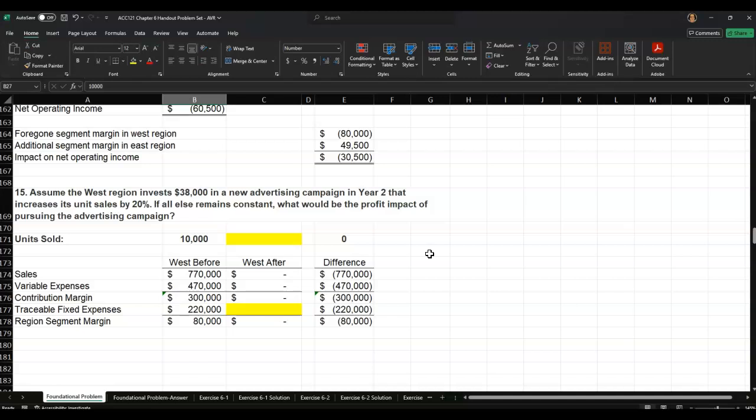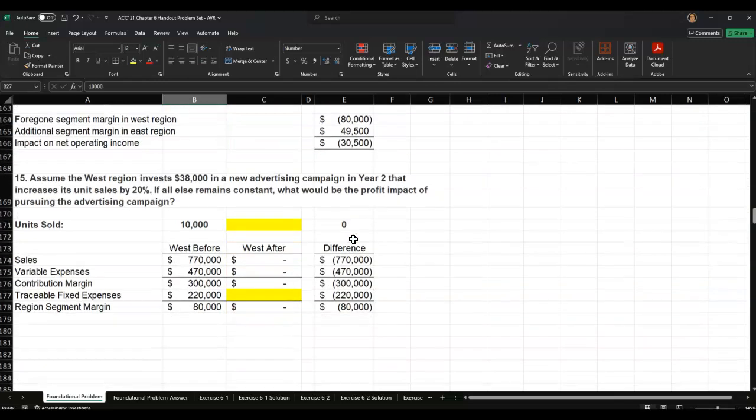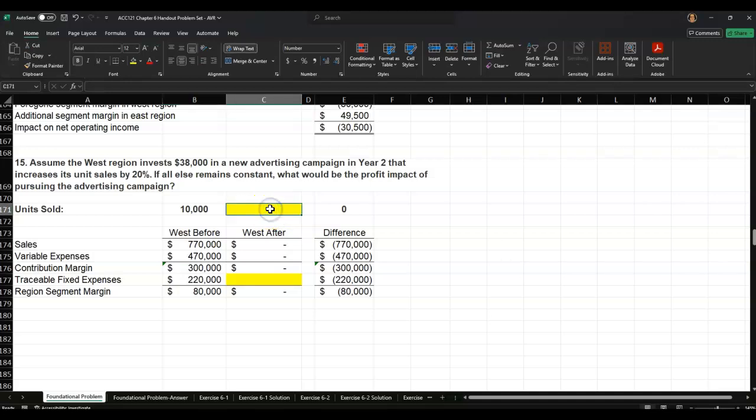Assume the West region invests $38,000 in a new advertising campaign in year 2 that increases its unit sales by 20%. If all else remains constant, what would be the profit impact of pursuing the advertising campaign? So this group right here, I'm just coming back up here and I'm just pulling this information right there, right? That was the existing information. We're told that the unit sales would increase by 20%, so we're just simply going to take the 10,000 times 1.2. That drops in our sales, because that's just simply 12,000 times the 77, and then 12,000 times the total variable expenses.